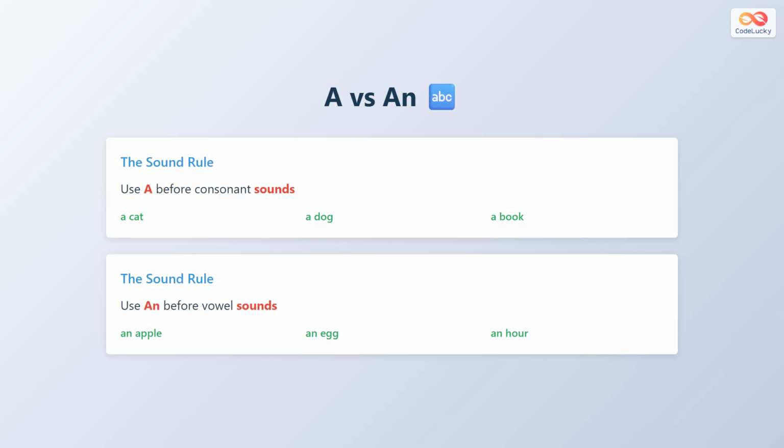Now let's learn the difference between a and an. The rule is based on sound, not on spelling. Use a before consonant sounds. For example, a cat, a dog, a book. Use an before vowel sounds. For example, an apple, an egg, an hour. Notice that hour starts with the letter H, but it sounds like it starts with a vowel, so we use an. Remember, it is the sound that matters, not the letter.